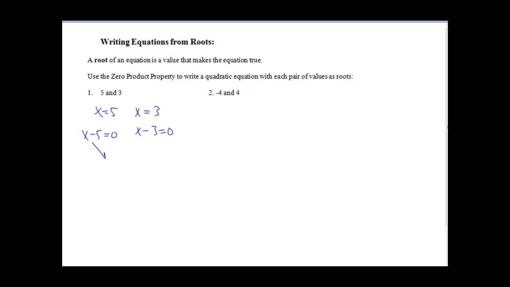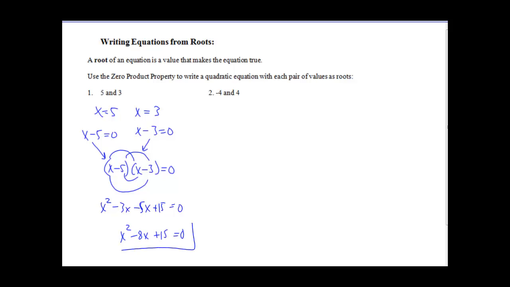So we're going to take this x minus 5 and this x minus 3, and we're going to multiply them together on the left-hand side. If we use our FOIL method, distribute, distribute, distribute, distribute, you should get x squared minus 3x minus 5x plus 15 equals 0. So x squared minus 8x plus 15 equals 0. That is our quadratic equation. Box it. Go ahead and hit pause. Try number 2. Welcome back.